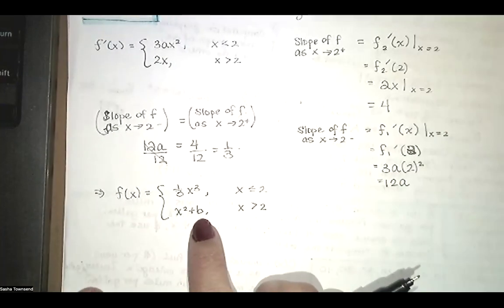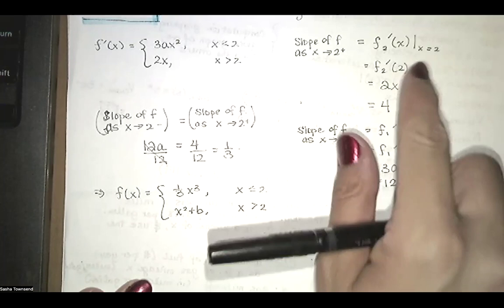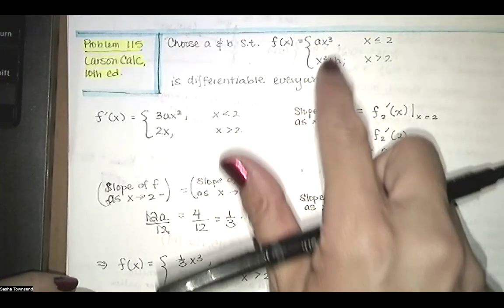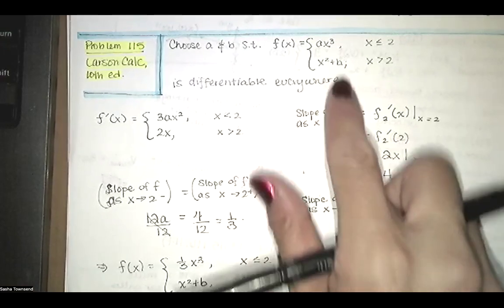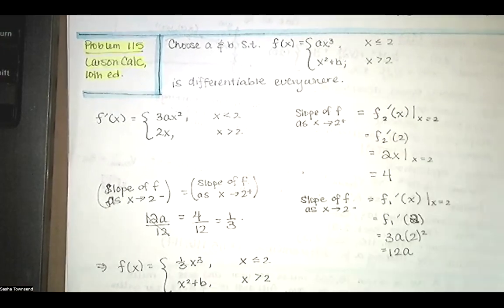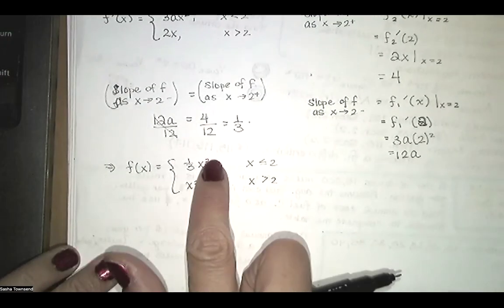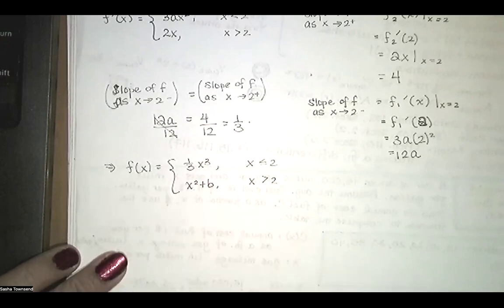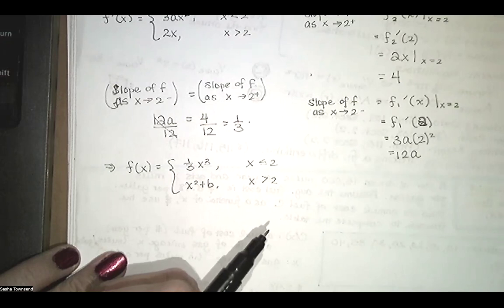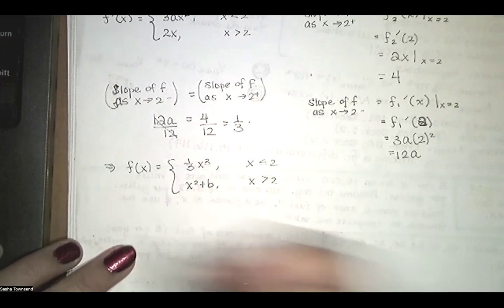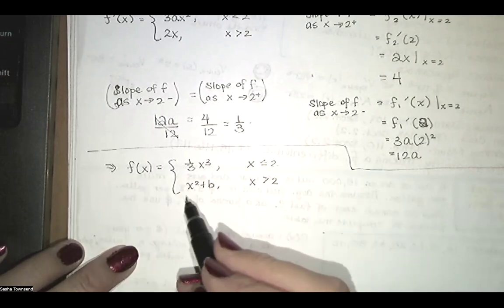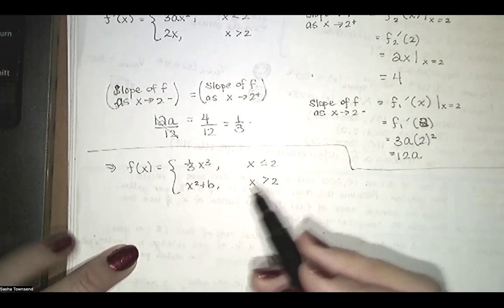That b does not affect the differentiability because the derivative of x squared plus b is just 2x plus the derivative of b, which is 0. But that b does affect continuity. We need the function to meet at x equals 2. We need the limit of the function as x approaches 2 from the left to equal the limit of the function as x approaches 2 from the right. So that's another requirement. Now we want to choose b to meet that requirement.